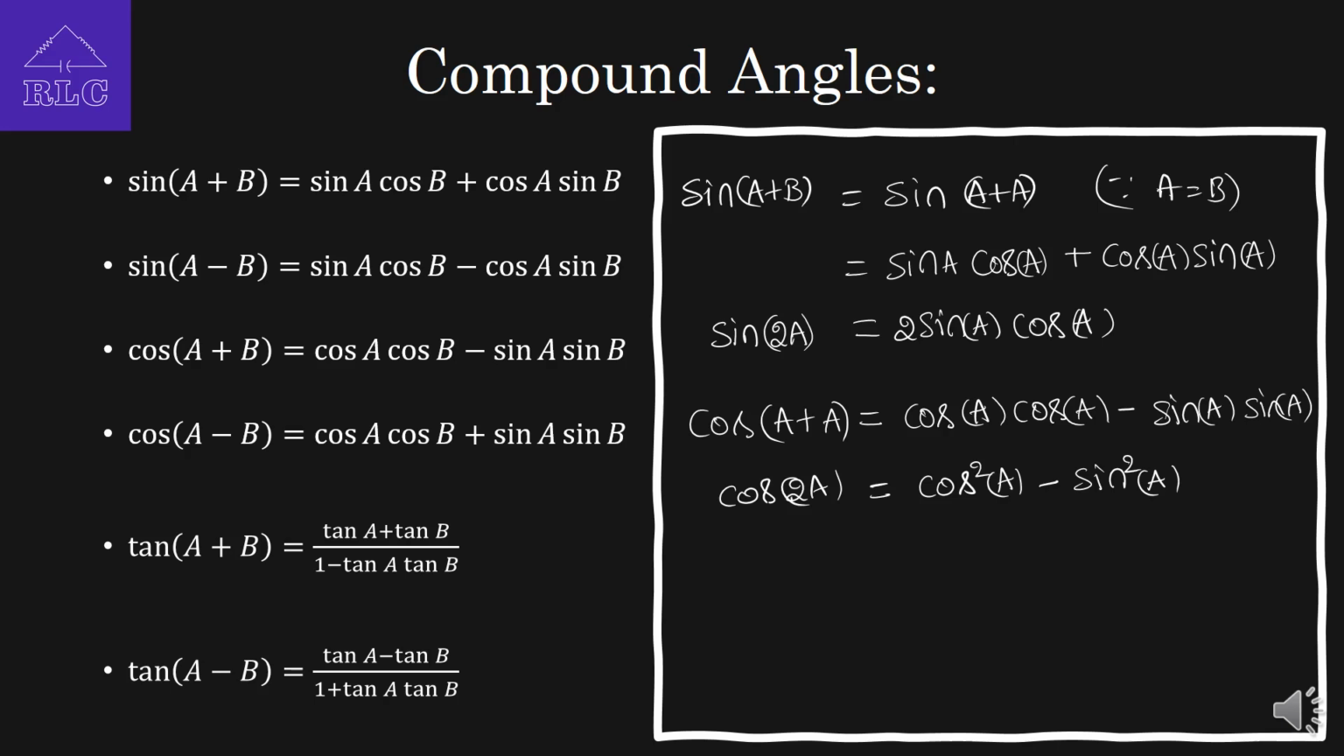And this can also be written as cos square a minus, sin square a written as 1 minus cos square a. So from this you can extract this as 2 cos square a minus 1. In the same way, we can extract this one as 1 minus 2 sin square a.